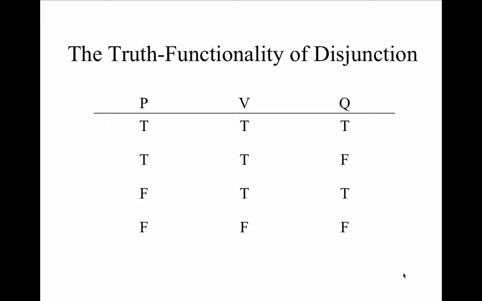So let's try the previous example in terms of the sentences, I have pennies, I have quarters, and bring them to bear here. If it's true that I have pennies, then it's true that I have pennies or quarters. If it's false that I have pennies, but it's true I have quarters, then it's true I have one or the other. And then lastly, if it's false I have pennies, and if it's false I have quarters, then it's false that I have one or the other.